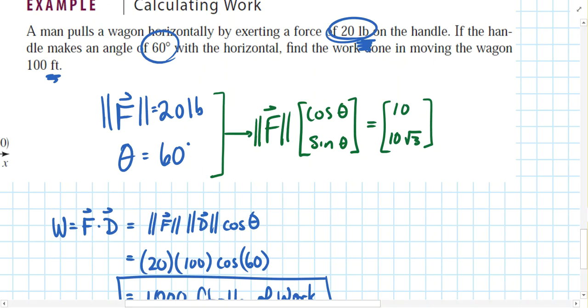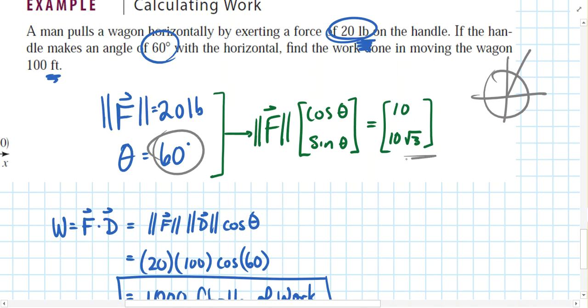And I'm using precise answers here because this 60-degree angle is a nice position inside our unit circle. The cosine value at this position is a half, so half of 20 was 10. The sine value at this position was radical 3 over 2, and radical 3 over 2 times 20 gave me 10 radical 3.